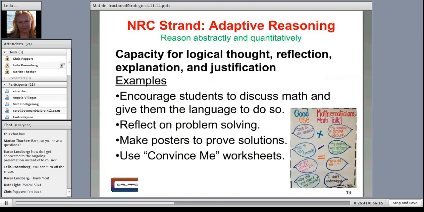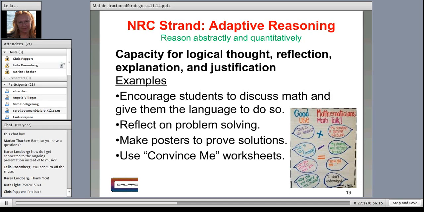The next NRC strand we will discuss is adaptive reasoning. Adaptive reasoning is the capacity for logical thought, reflection, explanation, and justification. We want students to talk about math so that they learn to explain their reasons for attacking different problems in different ways. This promotes better learning than merely asking a student to always apply the same limited set of memorized algorithms again and again.